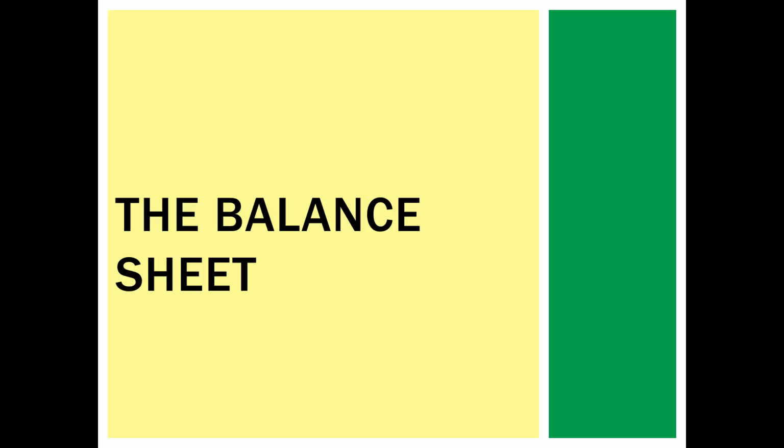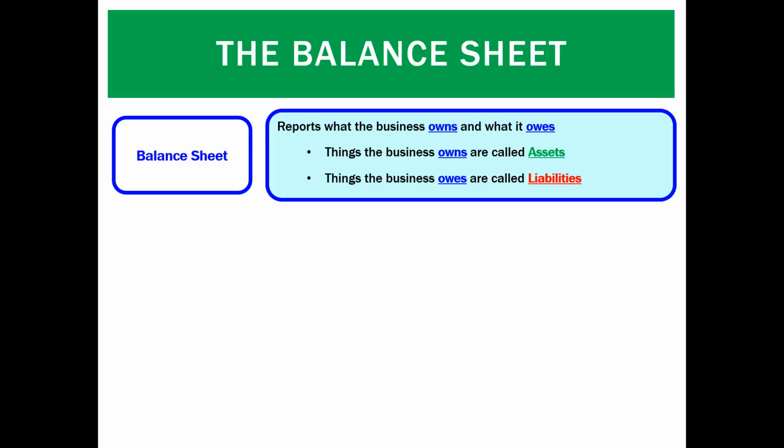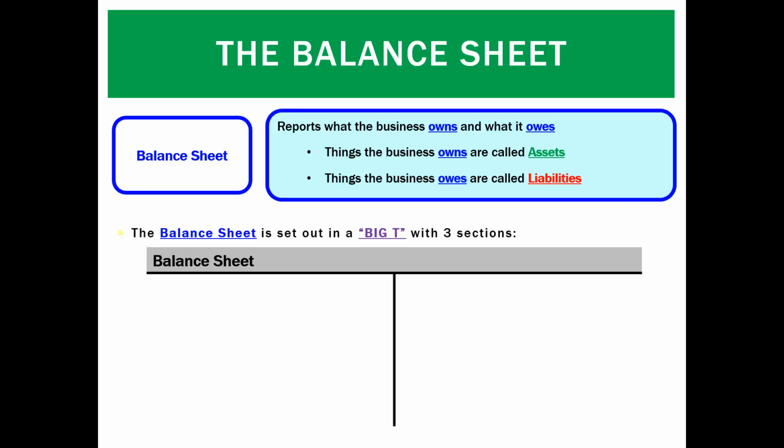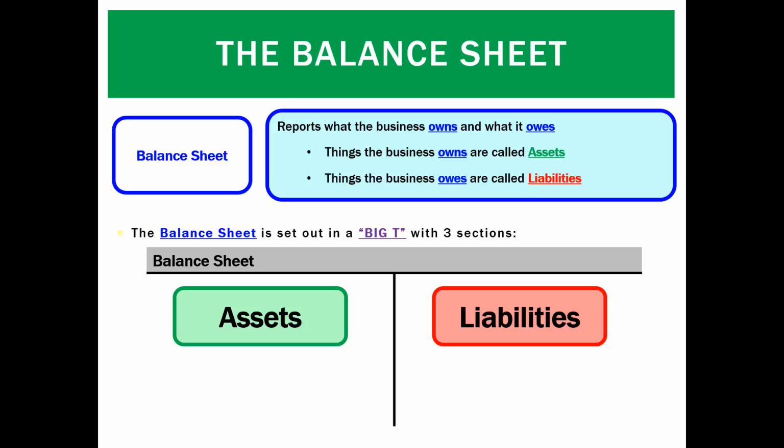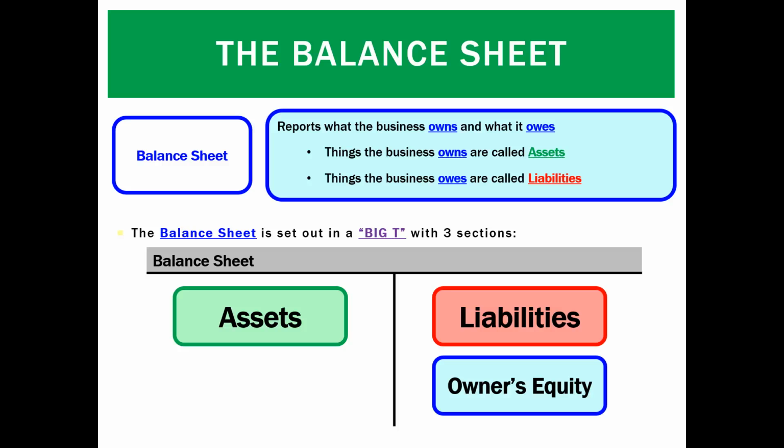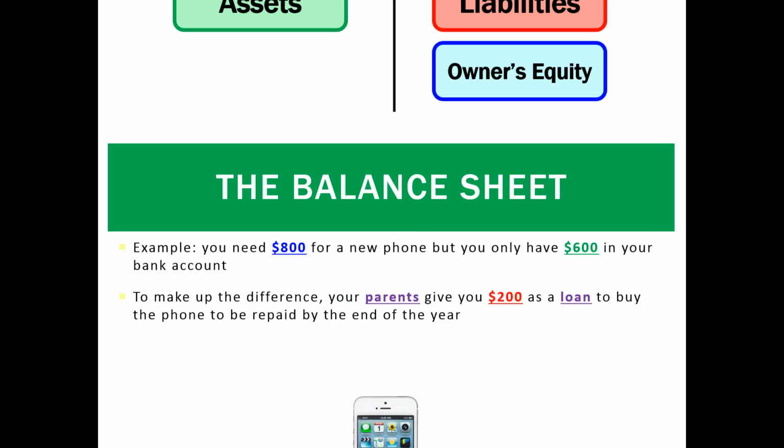Tell me some more information. That's going to be called the balance sheet. A balance sheet is basically a list of what we own, which we'll call assets, and the things that we owe, which we'll call liabilities. So the balance sheet is kind of a big T, and we set it out with the assets on one side, the liabilities on the other, and then this thing called owner's equity, which is a little bit confusing. So we'll explain that in a sec.